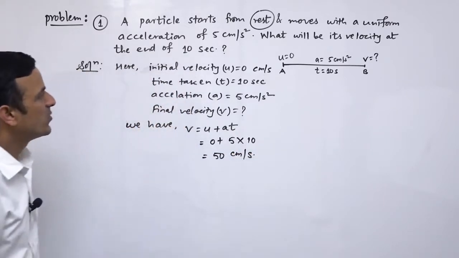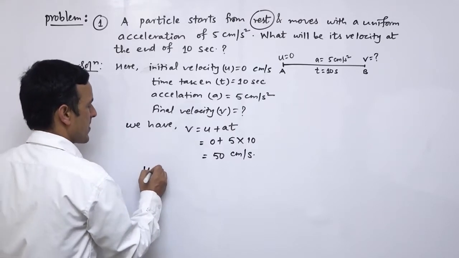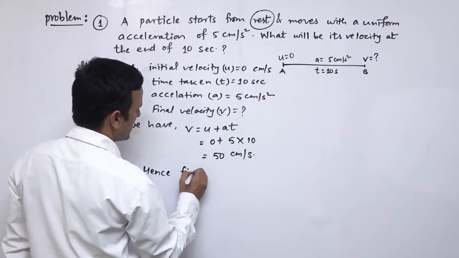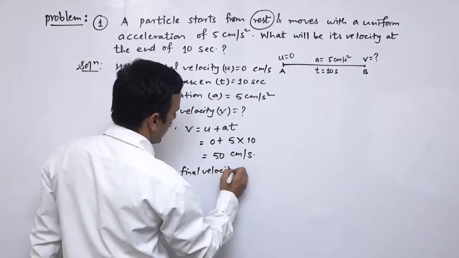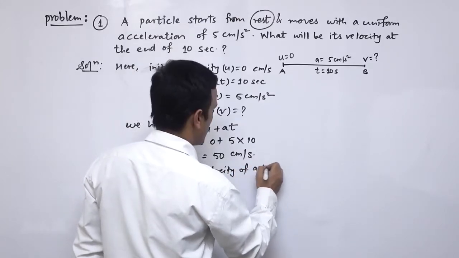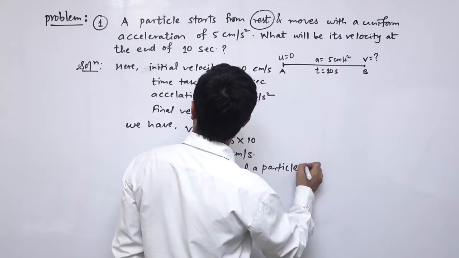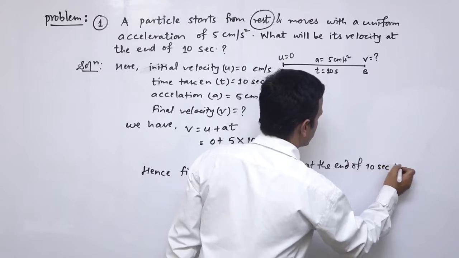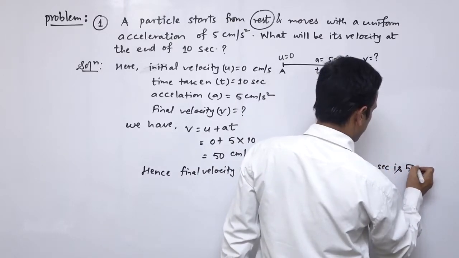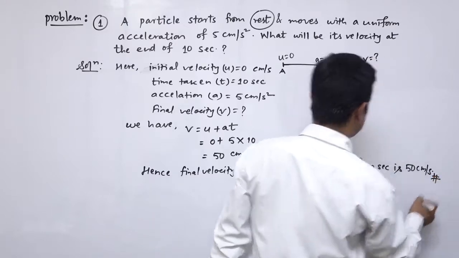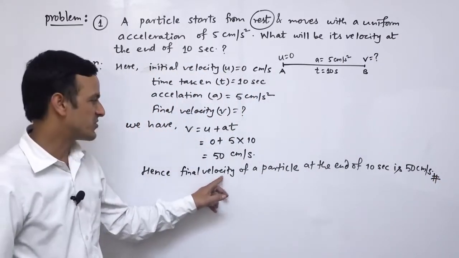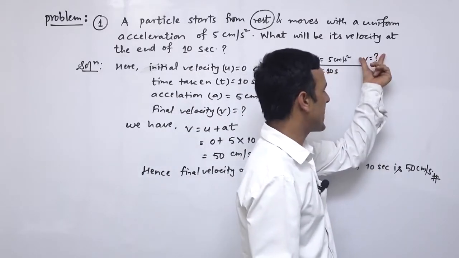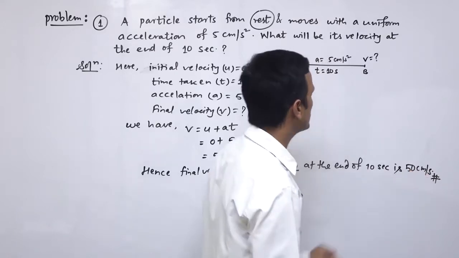So in this way, we can find out the final velocity. Hence, final velocity of a particle at the end of 10 seconds is 50 centimeters per second. So this is the answer. Final velocity of the particle at the end of 10 seconds. After 10 seconds pass, its final velocity will be 50 centimeters per second.